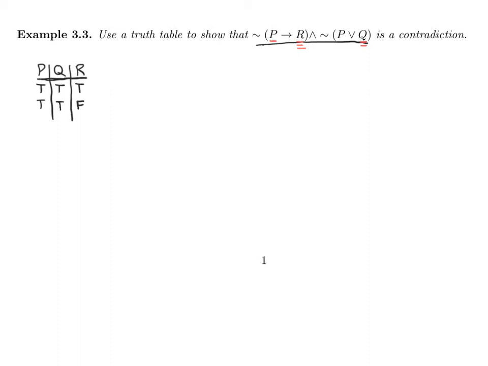So pause the video now and see if you can come up with the other rows in our truth table for the truth values for P, Q, and R. Make sure you got them all.